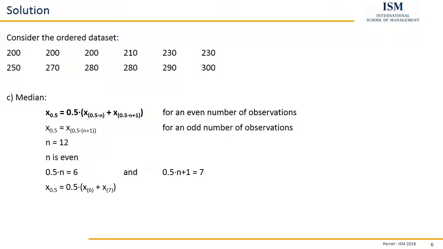If we look closely, we can see the 6th, that's the 230, the last 230, and the 7th, that's the 250. So we need to add 230 plus 250 and multiply all of this with 0.5, giving us a result of 240 for our median. Finishing the third part of our exercise.